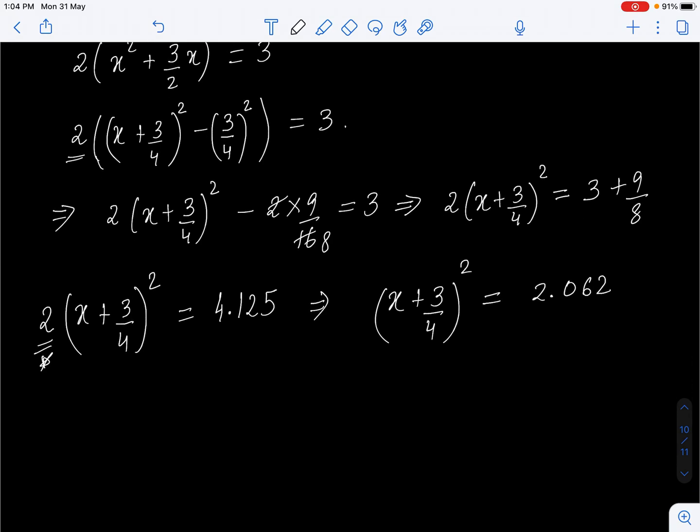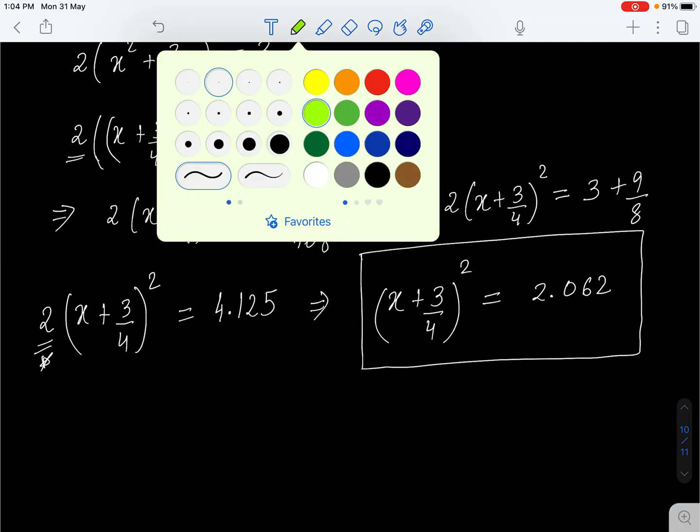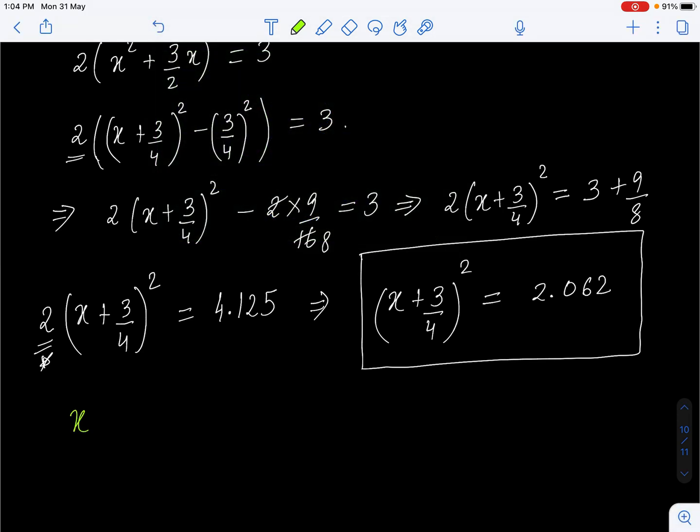Okay, so once you get this, (x plus something) whole square equal to some number, now all you have to do is take square root on both sides. When we take square root on both sides, just remember this. When you take square root on this, it will be x plus 3/4, and you have to take plus minus sign here. That plus minus sign comes because of the square root of (x plus 3/4) whole square. So always remember this while solving quadratics using completing the square.